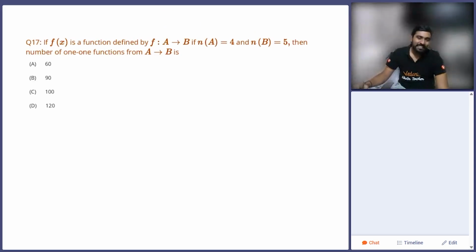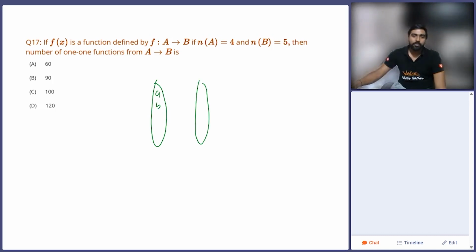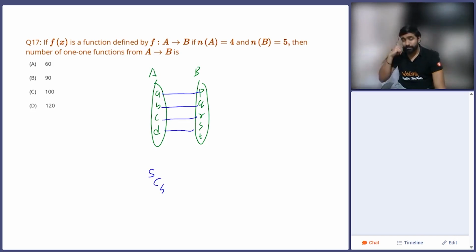Okay? Moving on. We have a function which is defined from A to B. Elements in A are 4. Let's call it A, B, C, D. Here you have 5, so let's call it P, Q, R, S, T. Now I need to form a 1, 1 function, meaning that every element has a unique image. So can I say that out of the 5, I need to select 4? Number of ways of selecting 4 images out of the codomain is 5C4.